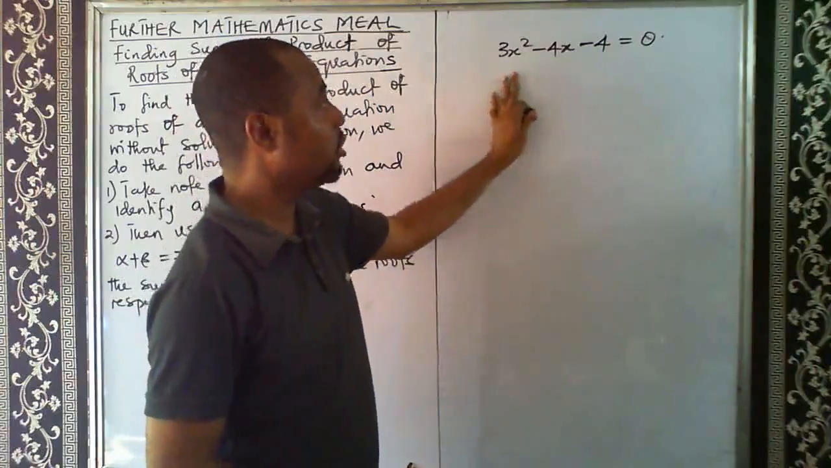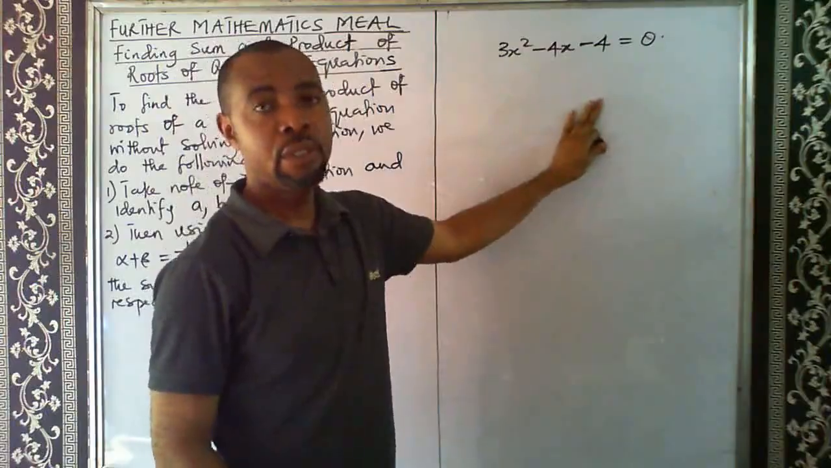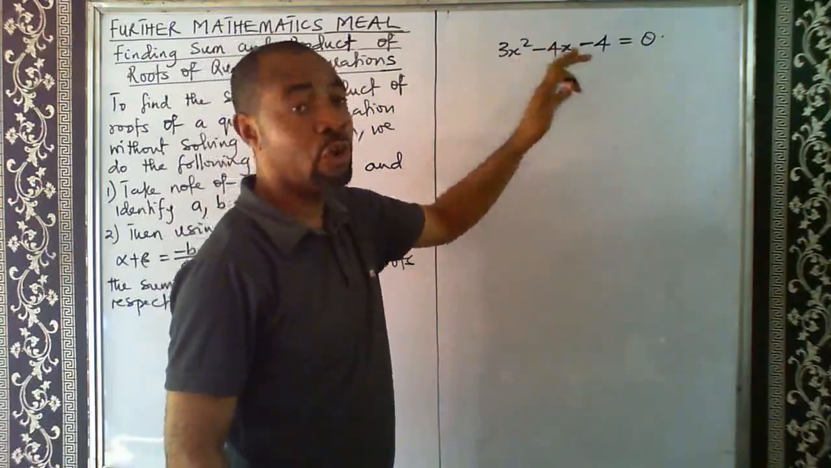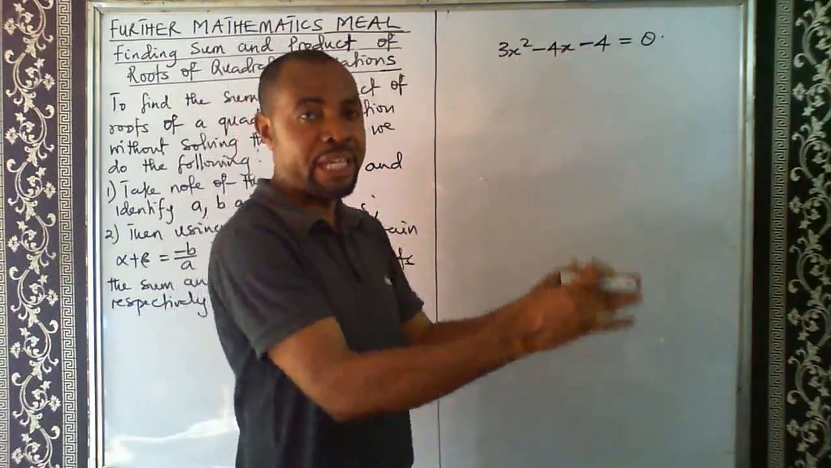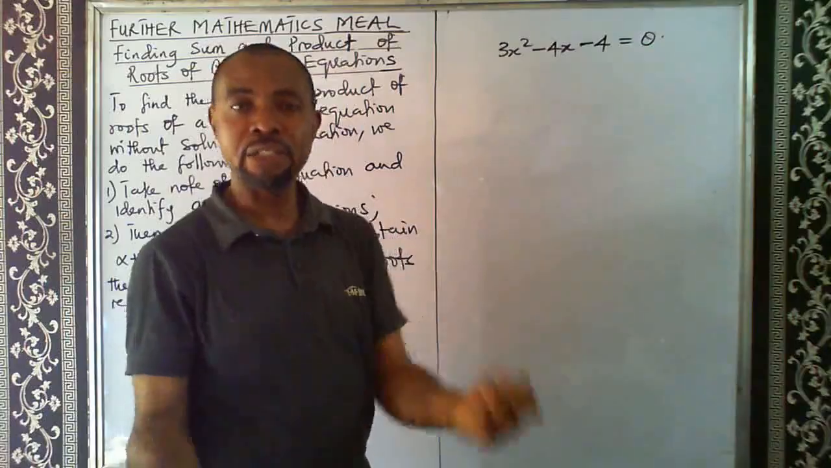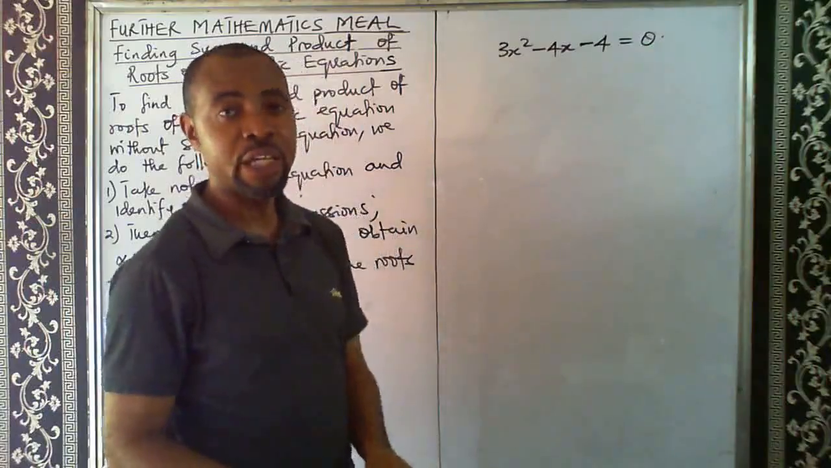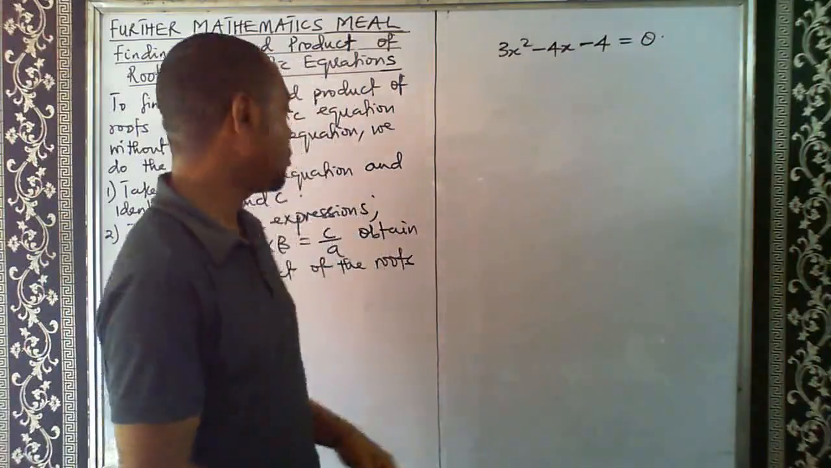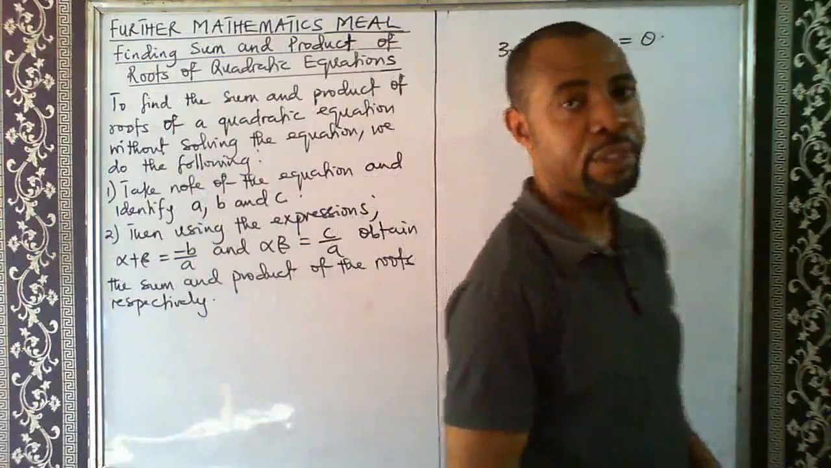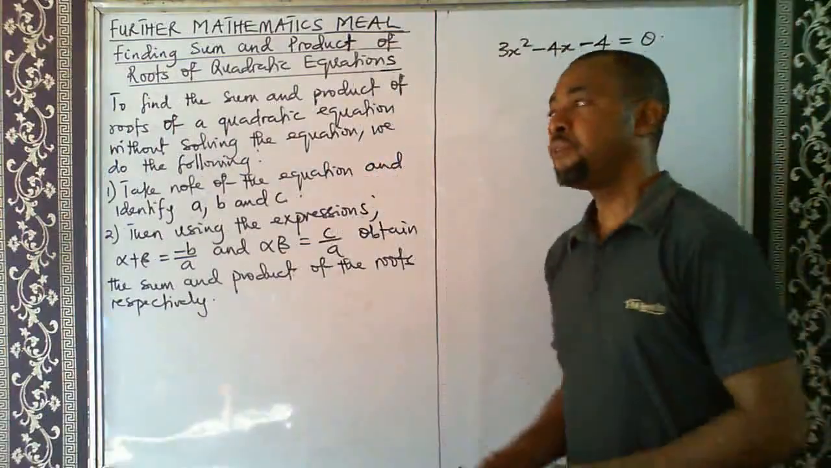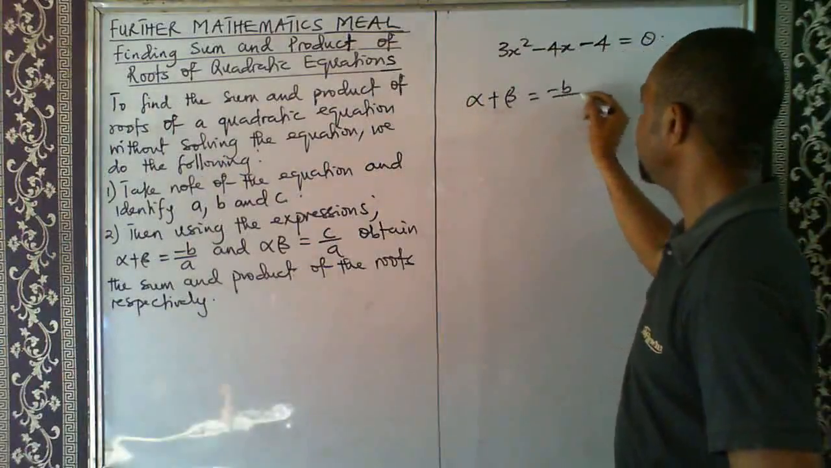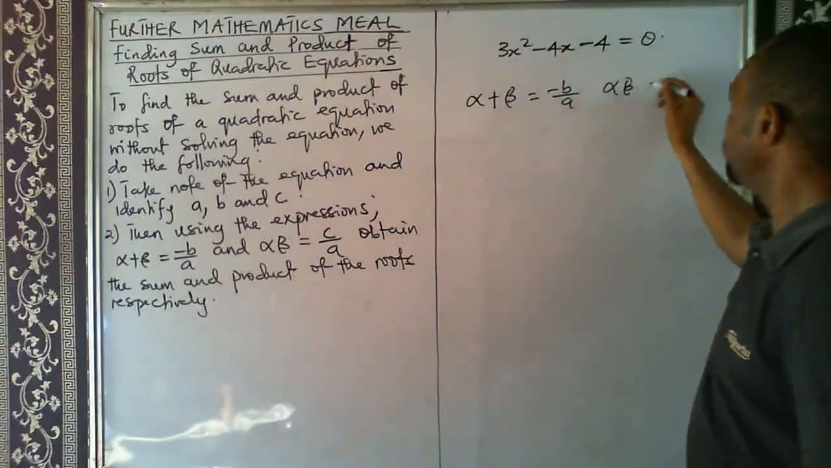If we want to do that, ordinarily you're supposed to solve this. If you want to find the sum and the product of the roots, you need to find the roots first and then add them. That is the sum. And then find the roots first and multiply them. That's the product. But we can do that without solving the quadratic equation. That's what this principle is all about. We established in the previous video that to find the sum of roots, we use this expression, and to find the product, we use this expression.